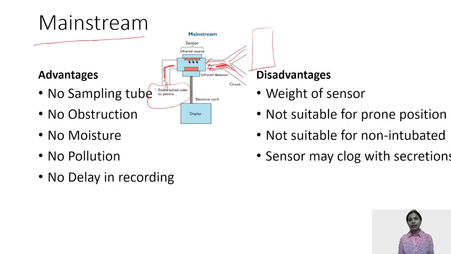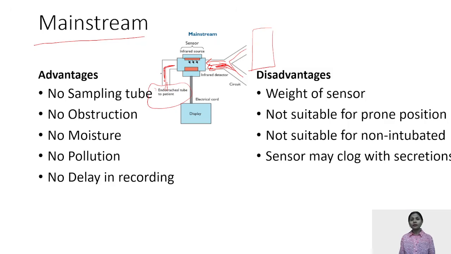The weight of the sensor could be problematic, especially in the pediatric population. Then it is not suitable if the patient is not supine. If the patient is prone or lateral, then it can lead to problems. And eventually, such a sensor cannot be used in a non-intubated patient. The prerequisite for using the mainstream sensor is that the patient has to be intubated. If the patient is intubated, then only this mainstream sensor can be connected to the endotracheal tube.